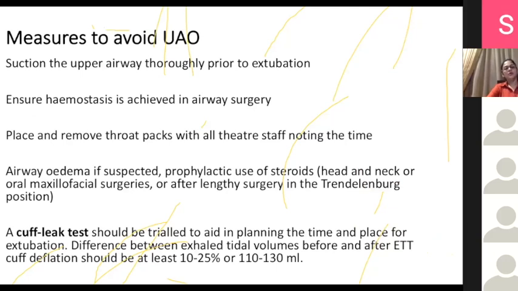How do you avoid upper airway obstruction? It's very important to do suctioning of the upper airway thoroughly prior to extubation and ideally under direct vision. Ensure hemostasis is achieved, especially with airway surgery. Place and remove the throat packs with all theatre staff noting the time, especially wherever it's being used.